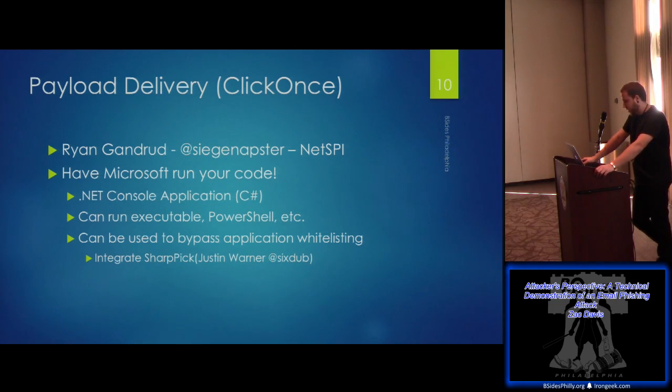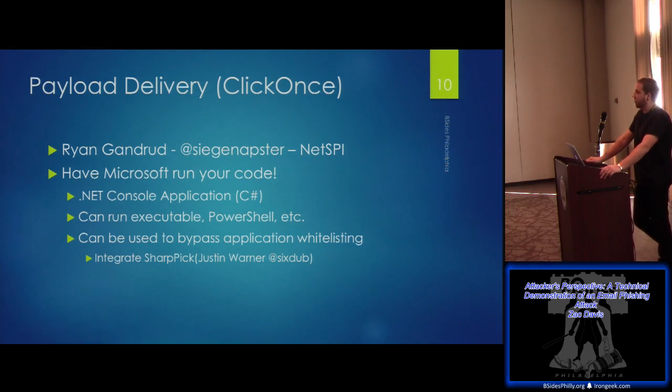Basically, with ClickOnce, you're having Microsoft run your code. What you're going to make is a .NET console application written in C#. There's a lot of different things you can do with it. When Ryan originally set this up, he had it run an executable file generated by the Veil framework. It's since been modified. You can run PowerShell. You can do a lot of different things.